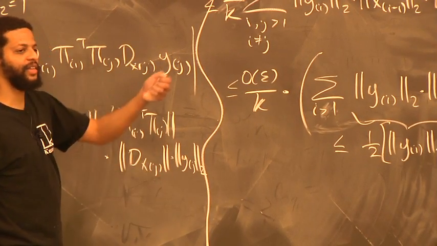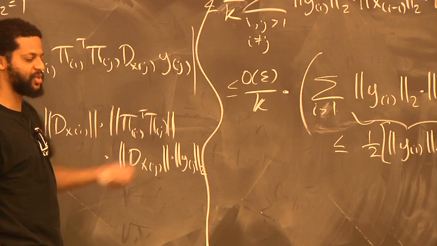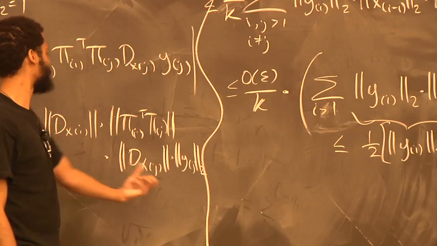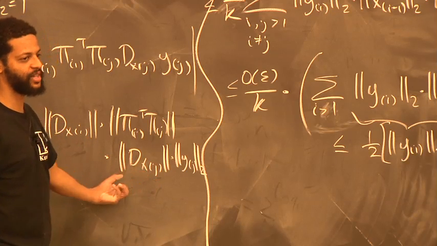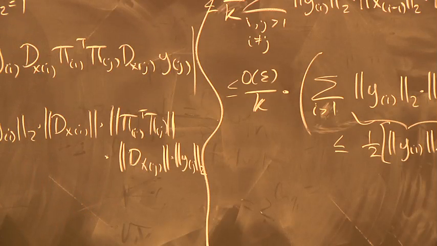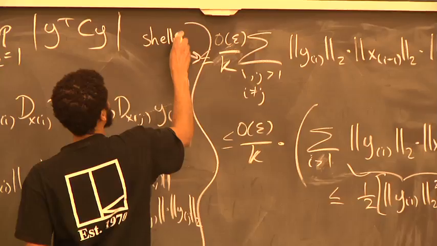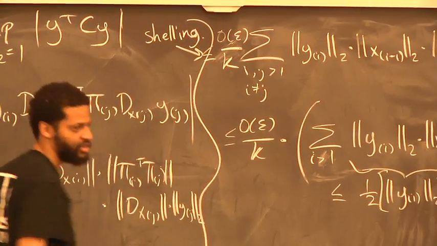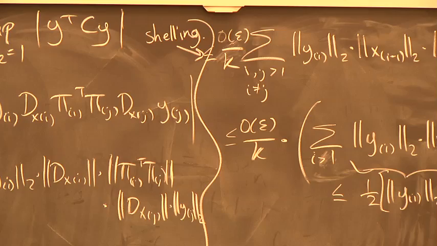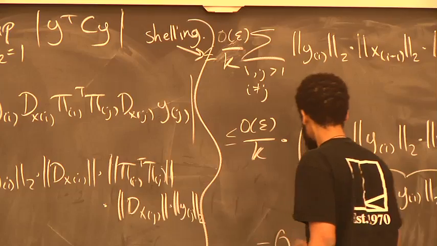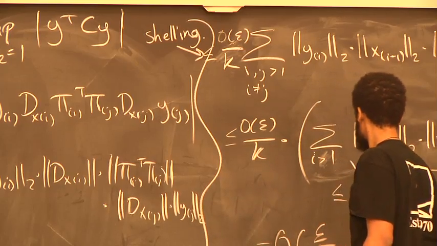I know that the infinity norm of the ith block is at most 1 over root k times the L2 norm of the previous block. So I picked up 1 over root k twice, which gave me a 1 over k. Yeah, so this was by shelling, shelling twice for both of those, once for each of those. So this thing here is, again, O of epsilon over k.